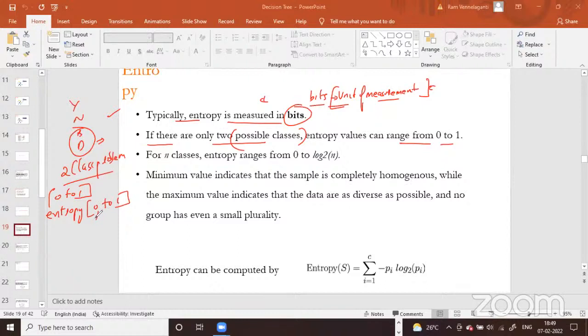So entropy is equal to 0. That means there is no disorder, no chaos in the system. Entropy is equal to 1. That means there is maximum disorder, maximum chaos in the system.